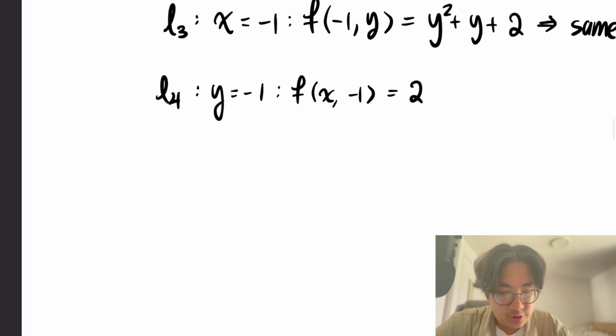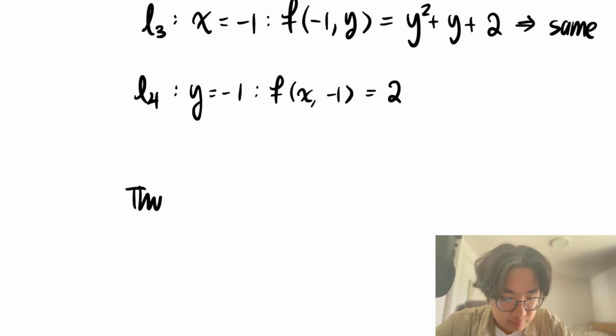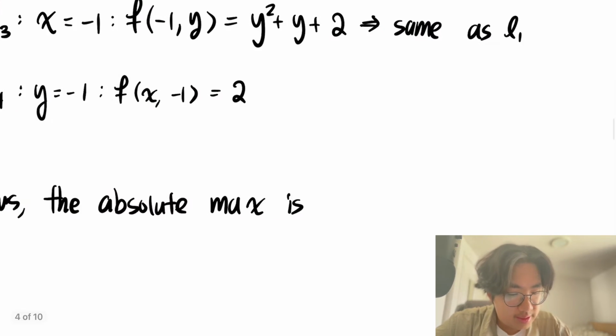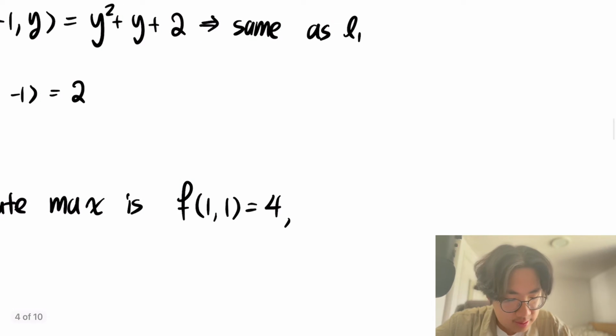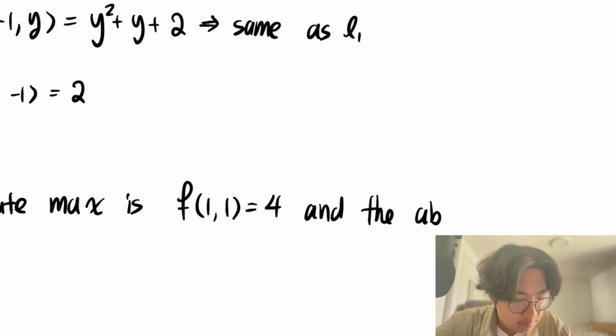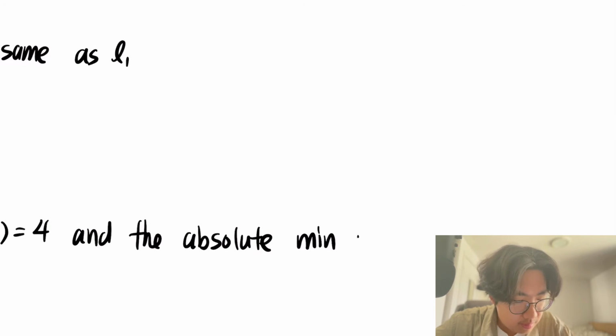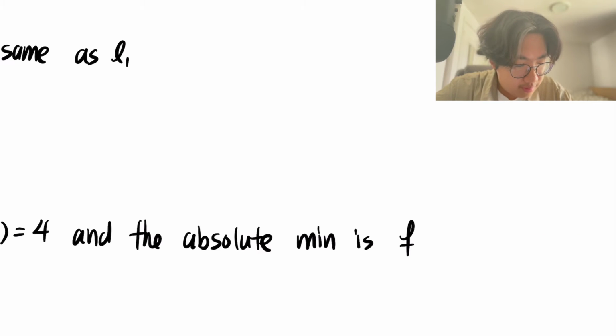So we can then write a conclusion now. So we can say, thus, the absolute max is, and again, we can just write one of the points. So f of 1 comma 1, which is equal to 4, and then the absolute min is f of 0 comma 0, which is simply just equal to 1.